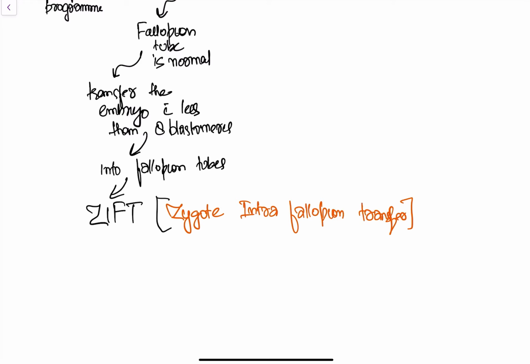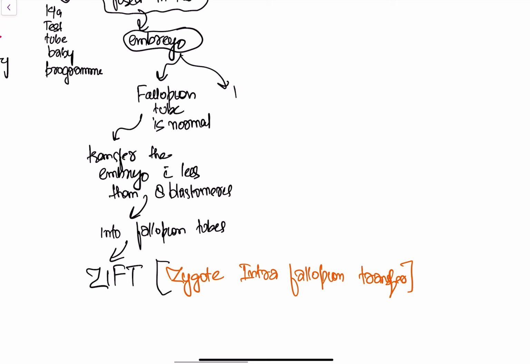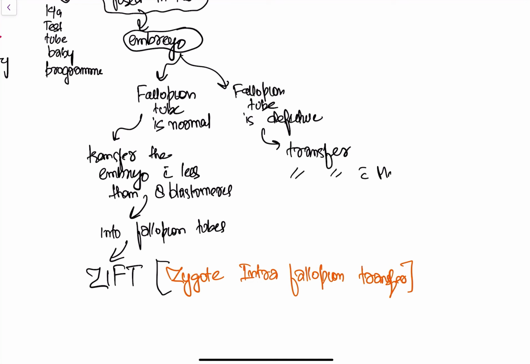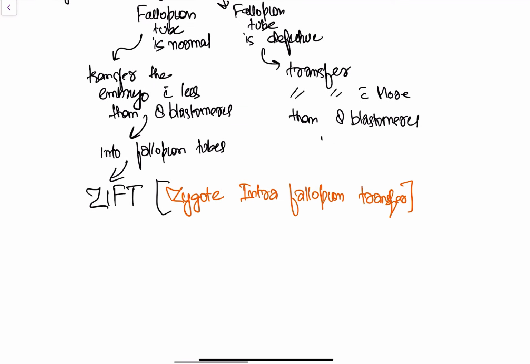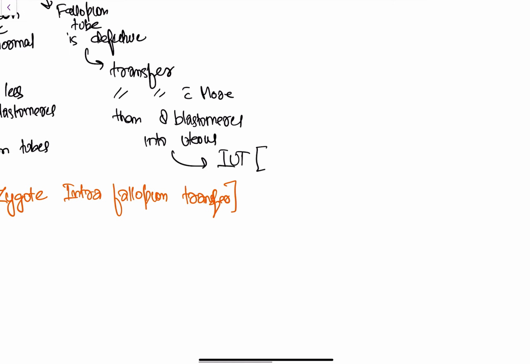But what if the fallopian tube is not normal? What if the fallopian tube is defective? If the fallopian tube is defective, then we transfer the embryo with more than 8 blastomeres directly into the uterus. And that is called IUT, that is intrauterine transfer.